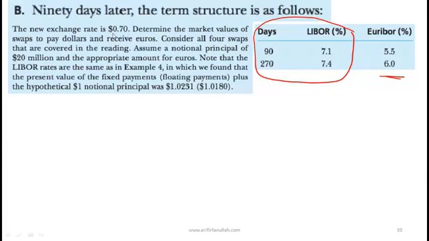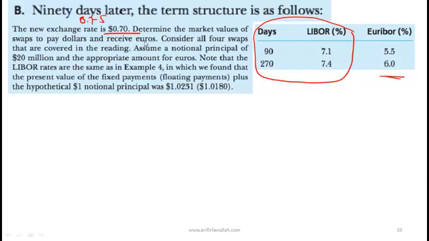You can't get past level 2 without being constantly hit with currency rates. What was the initial currency rate, do you recall? It was 0.75. The new exchange rate is $0.7 for 1 euro. Okay. So determine the market value of swaps to pay dollars and receive euros.